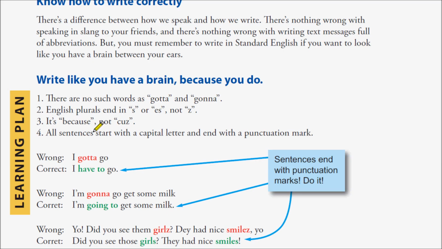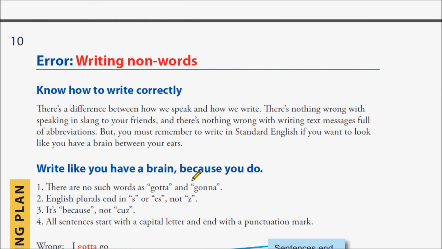You have to write it out correctly when you're writing for your English teacher, or for your writing when you want to be seen as an intelligent person, which I certainly hope you want to be seen as. Then you have to write it out. I have to go, I am going to go, or I will go get some milk, or something like that. But please don't write non-words. Okay? And it's because. Don't write cuz. And English plurals end in S or ES, not in Z.